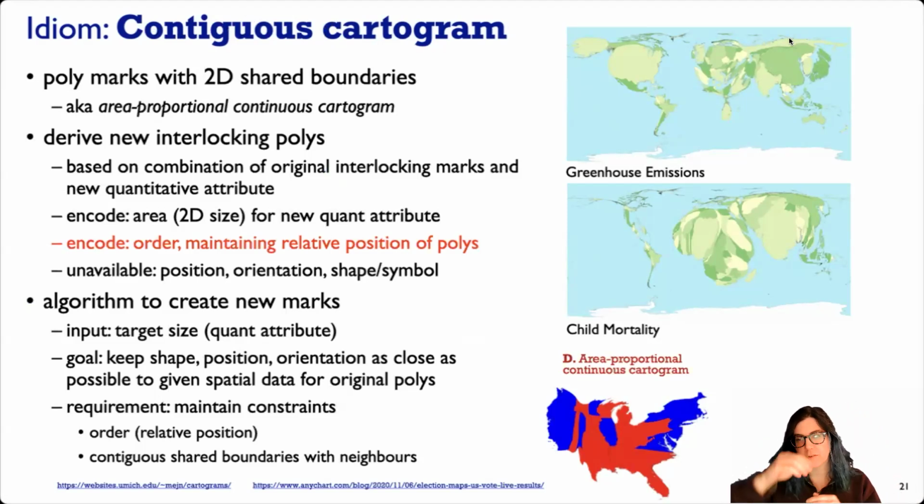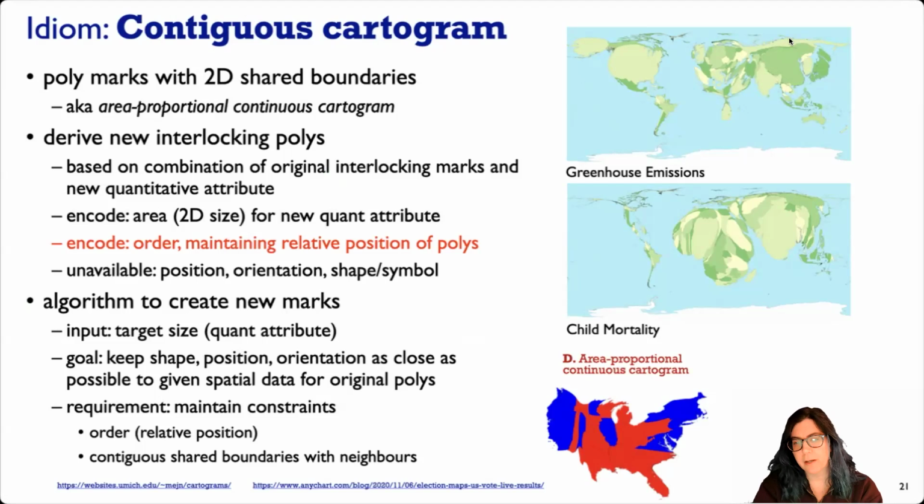You're going to make sure that stuff to the north is above, stuff to the south is below, east and west. So you're going to have this quasi-geographic positioning where you keep the order, but the actual position can change. And then also the orientation and the shape are changing as well under algorithmic control, so you can't encode anything else with them. So here you see a couple examples.